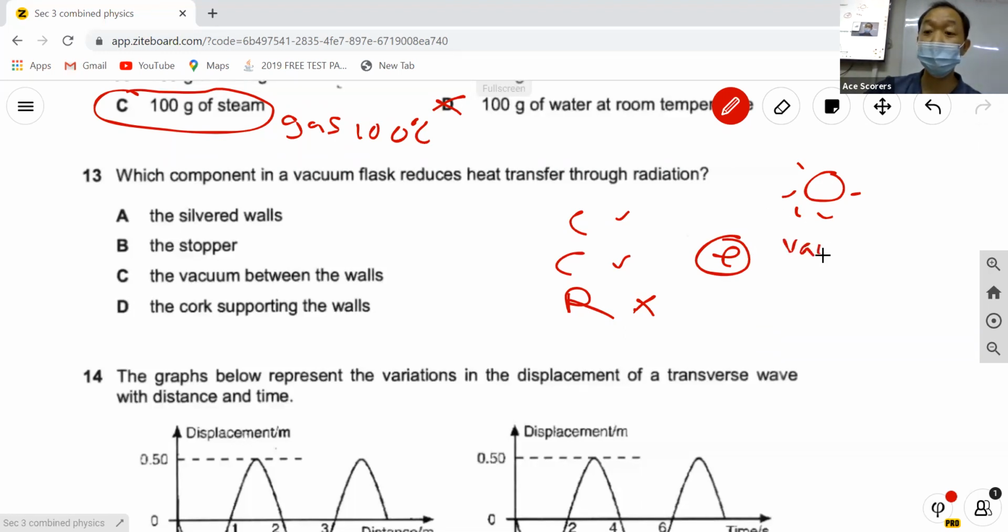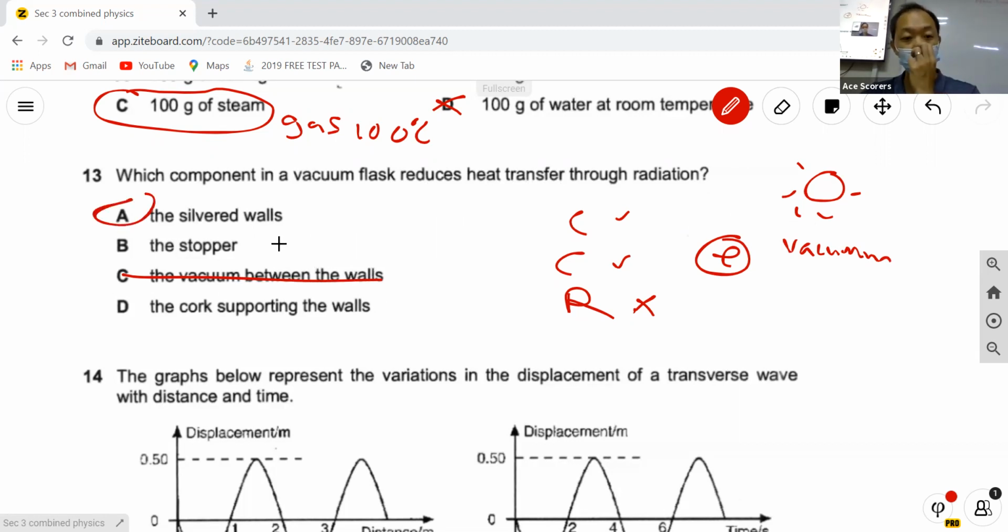Vacuum. So radiation can pass through vacuum. Now, will having a vacuum reduce heat transfer through radiation? No. So this cannot be the answer because outer space is a vacuum, no? The heat can still reach Earth. Right? So it can't be this. So the answer is A.